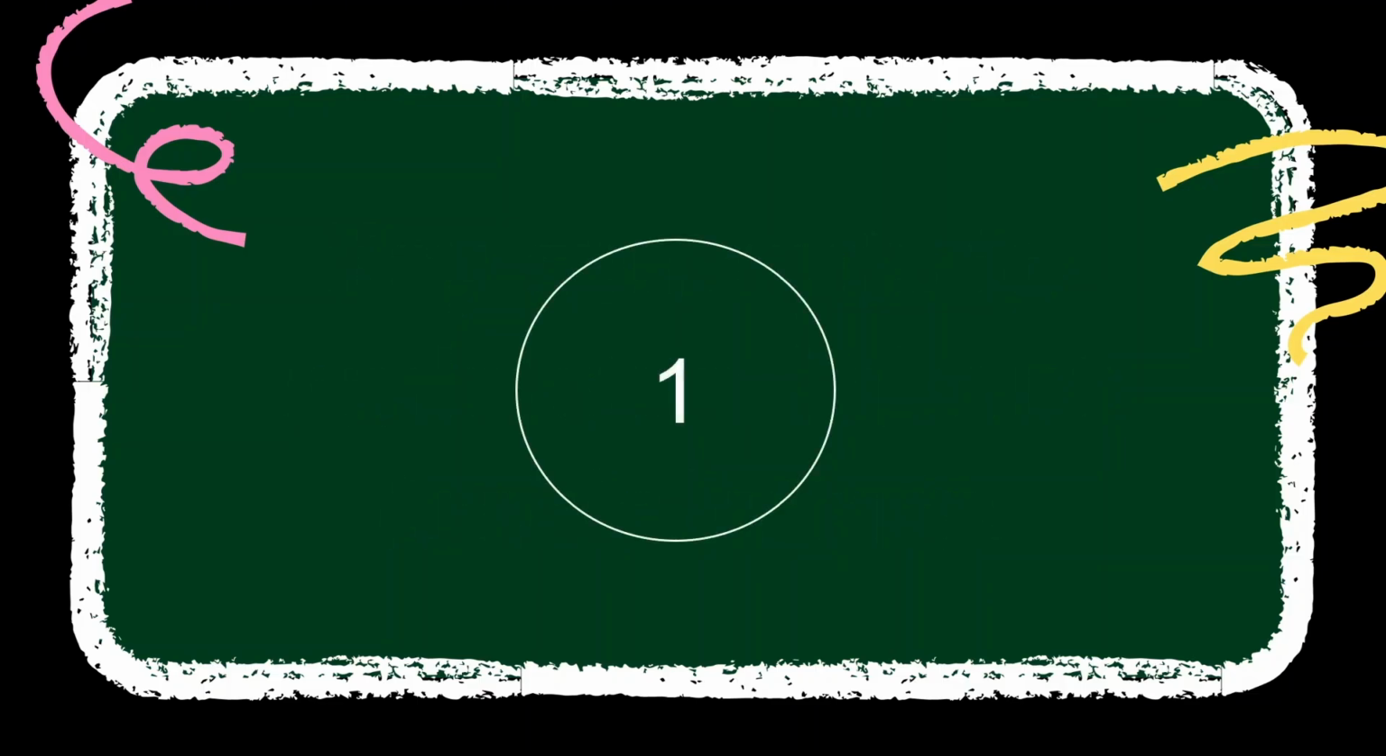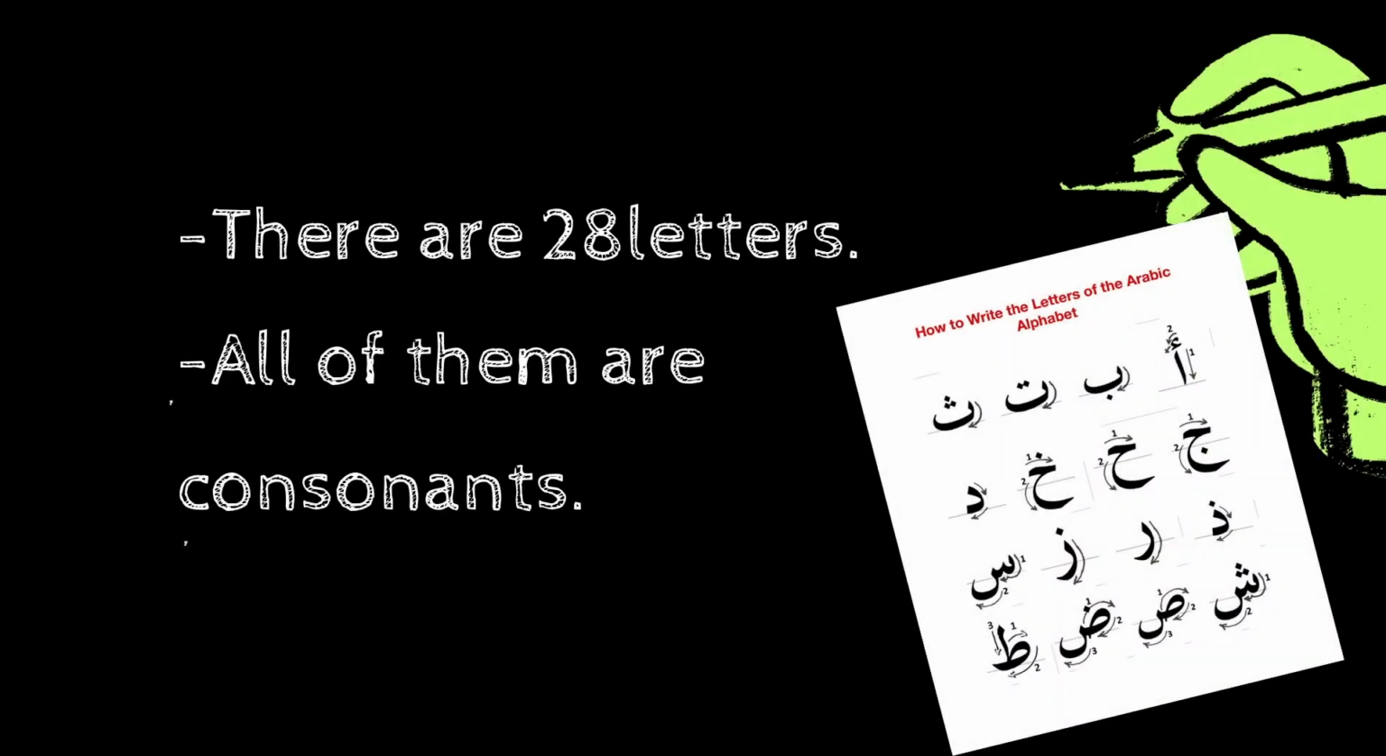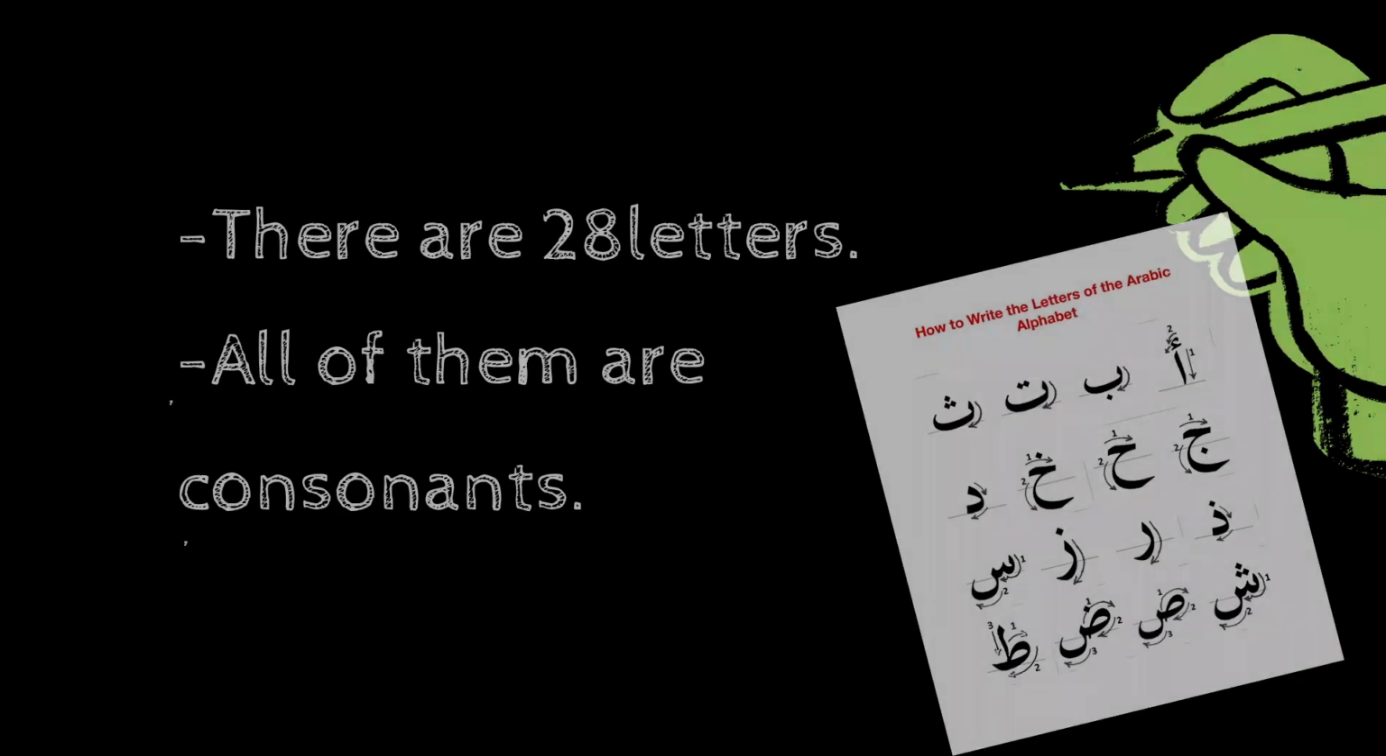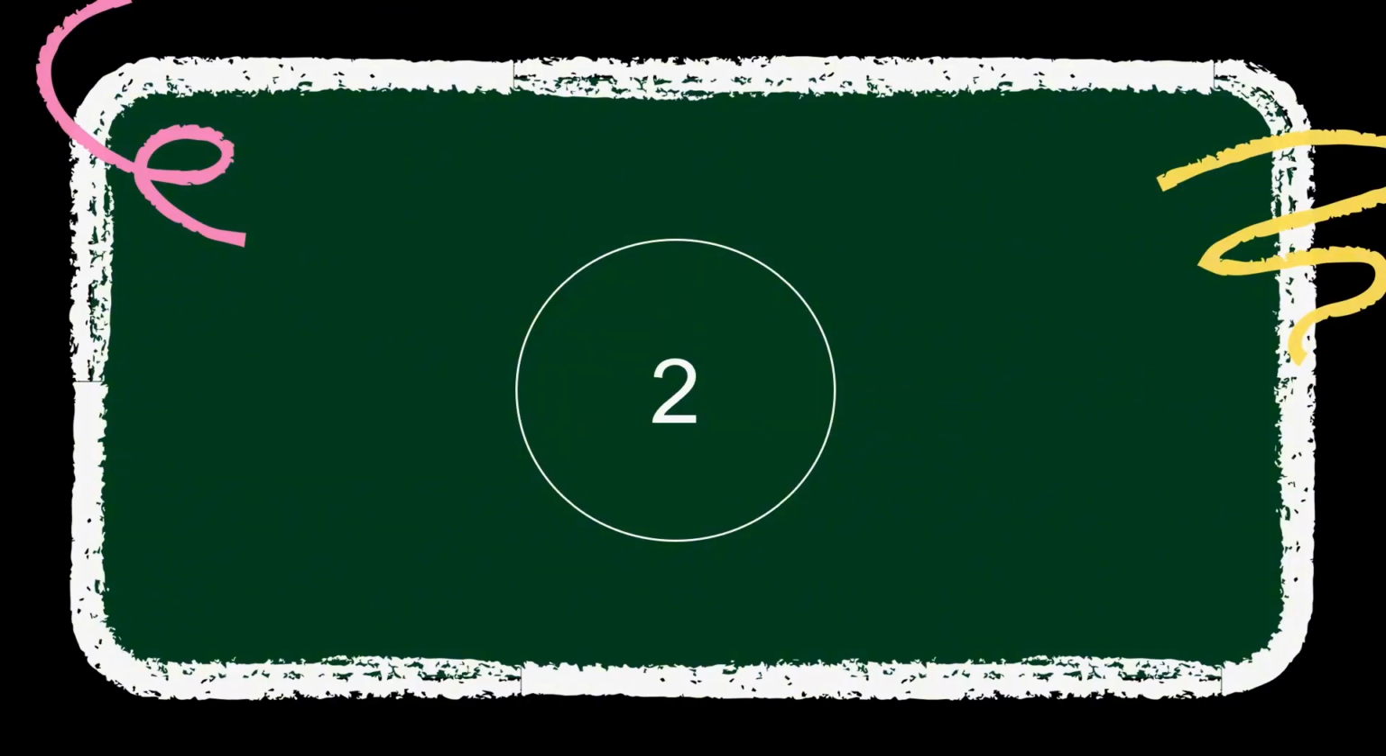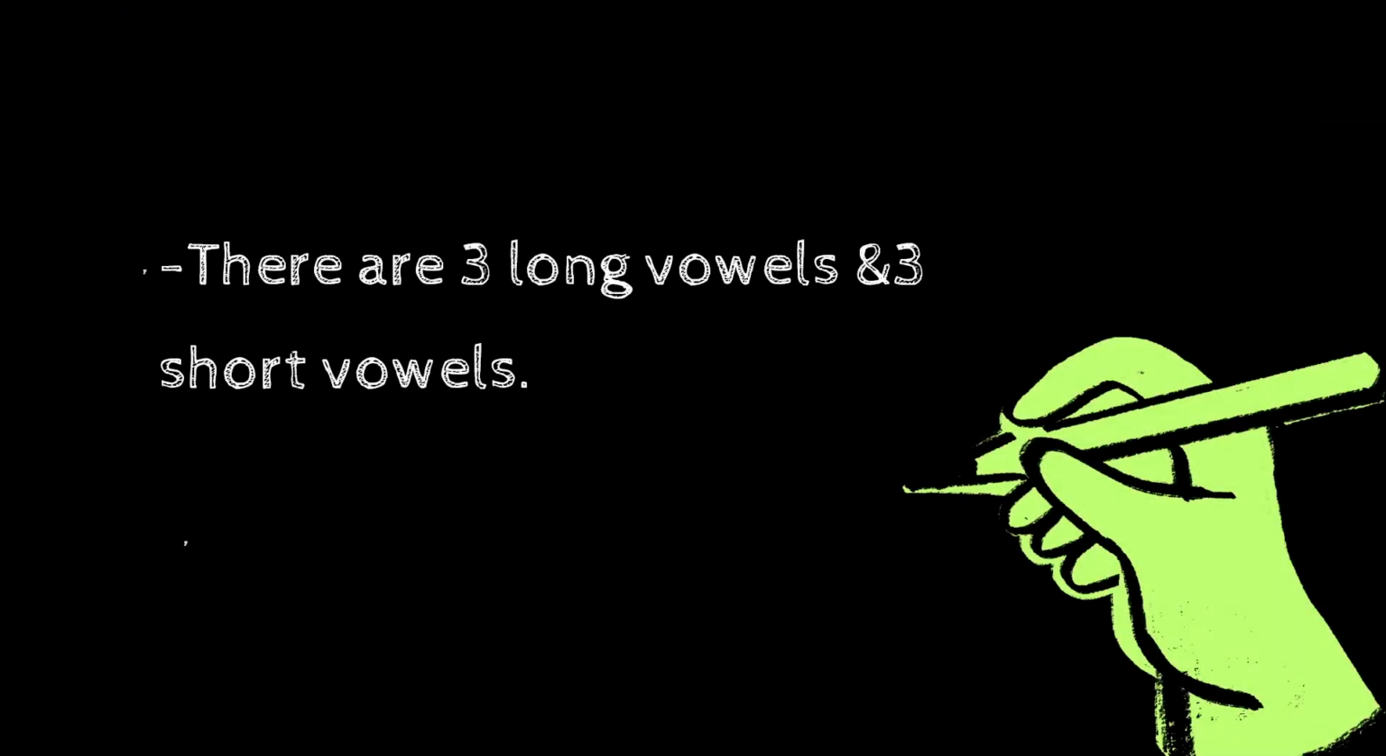The first one: there are 28 letters in Arabic, and all of them are consonants. The second concept is that there are 3 long vowels and 3 counterpart short vowels. The second lesson in this series is about long and short vowels, and it will be attached to this video, so make sure to watch it after this one.